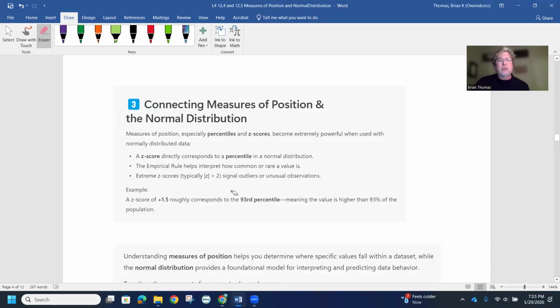So again, one of the things that we'll pick up on is this z-score is going to directly correspond to a percentile in the normal distribution, as we were talking about. The empirical rule is going to help us interpret how common or rare the value is. So extreme z-scores, like we were saying, are usually out past two standard deviations. Usually we call these unusual observations if you go out past those two standard deviations.